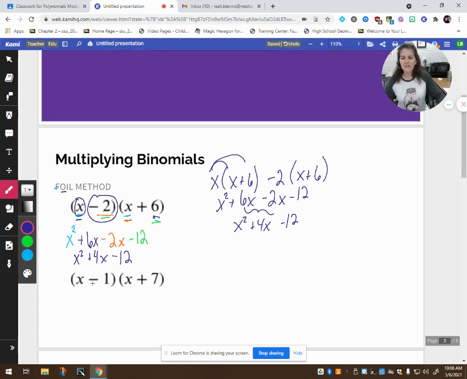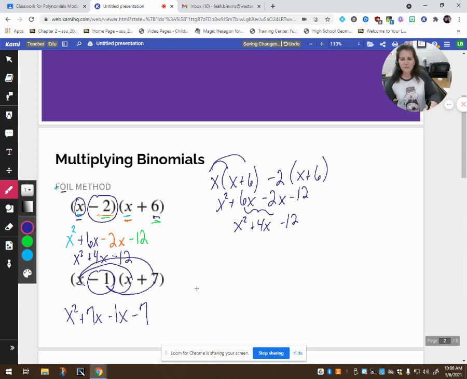All right, so pause the video and, using the method of your choice, solve this next problem. Hopefully you did x times x and got x squared. Then you did the x times the 7 and you get 7x. So I take the first term and multiply it by both things in parentheses. Then I'm going to take the second term and multiply it by both things in parentheses.